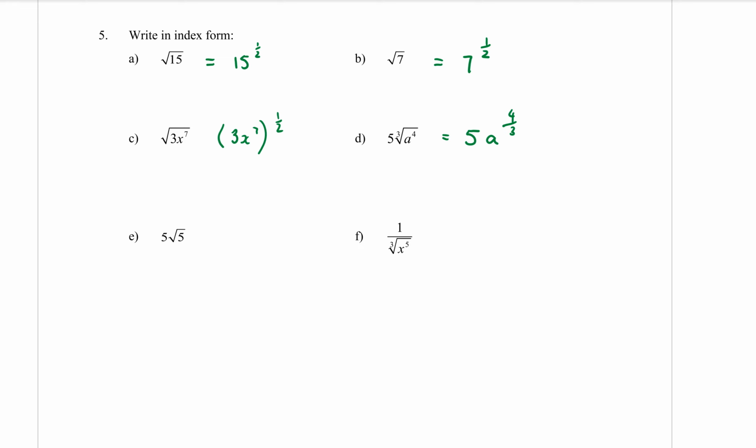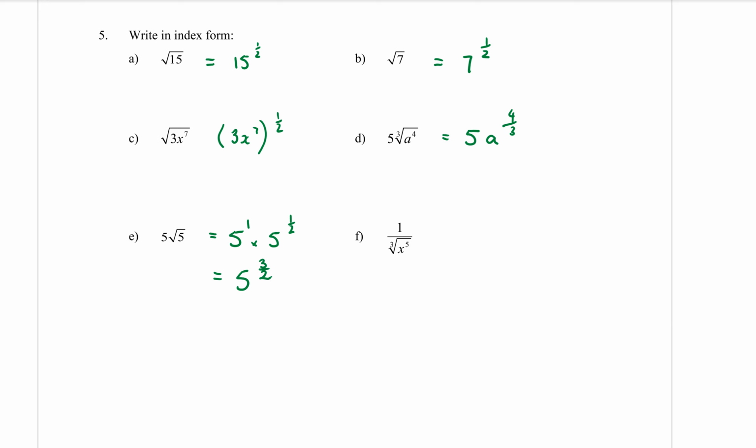Part E. 5√5. Now the 5, I've got a whole number 5 out the front. And the square root of 5, a square root is the same as a power of a half. Now, both of those numbers, though, are bases of 5. So that first one would be 5 to the power of 1. If the bases are the same, then you can add the powers together. 1 plus a half is 1.5, but we don't use mixed numerals when they're powers. We turn them into improper fractions. So it'd be 5 to the power of 3 over 2.